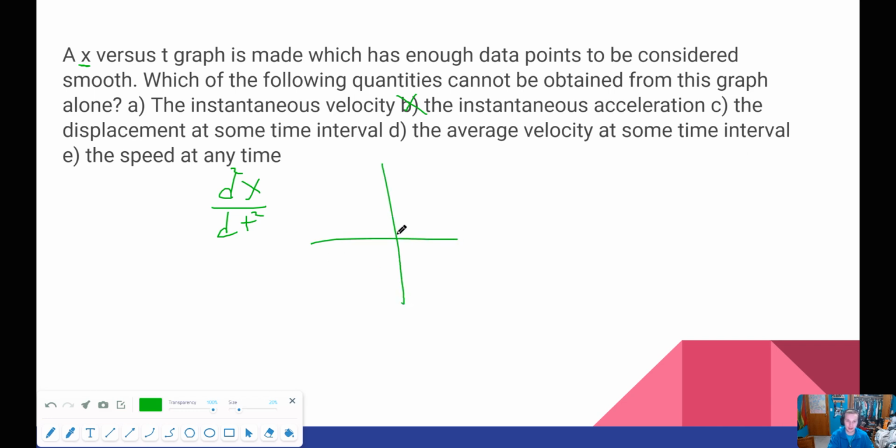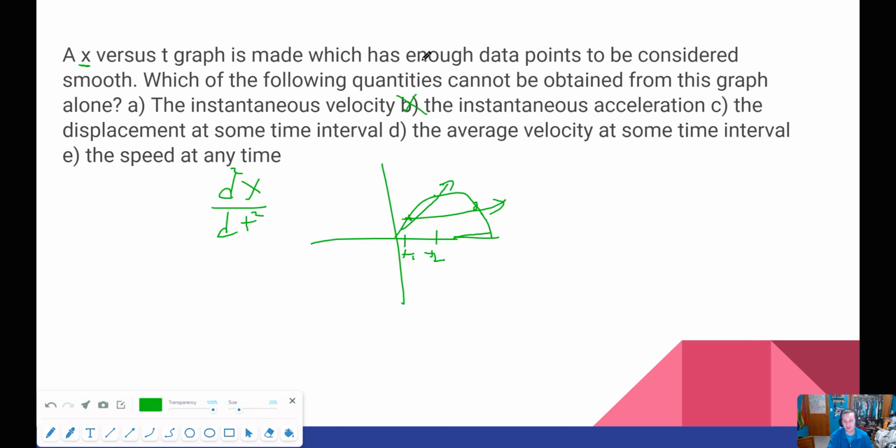If we draw a graph and we have some sort of curve, my axes aren't particularly straight, but that's all right, you can pick 2 points on that curve, and you can draw a vector through them. And so that'd be your displacement. The average velocity over some time interval, yep, you absolutely can. You can take your displacement, you have your 2 times, and you can find the average velocity, no problem. And then the speed, if you can find a velocity, you can find the speed. So the answer here is B.